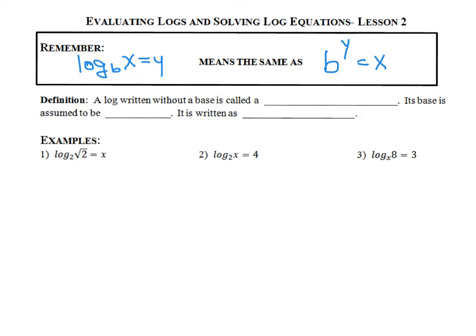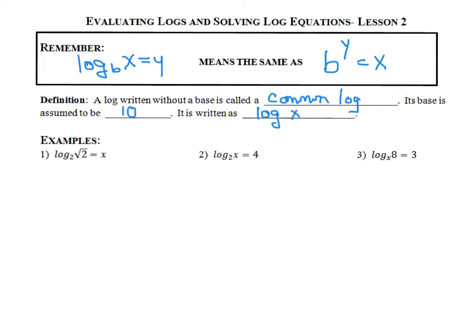Let's start with a definition. Sometimes logs are written without a base. And when a log is written without a base, it is called a common log. We assume that the base of a common log is just 10. So when we have a common log, we don't have to write the base. We can just write it like this, log of x, with no base written in. So whenever there's a base missing, we assume that the base is 10.